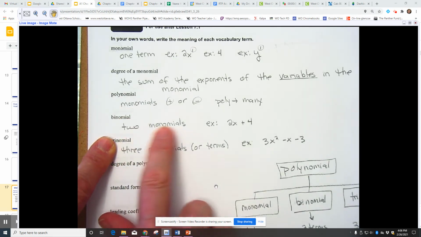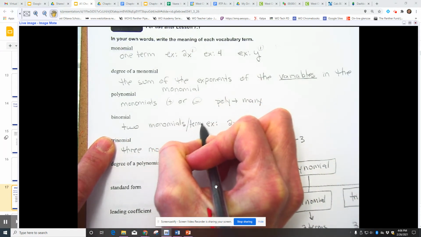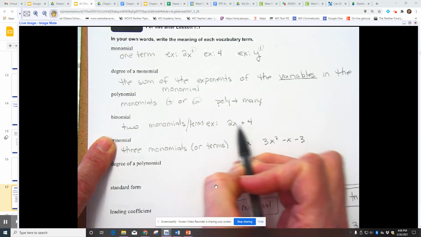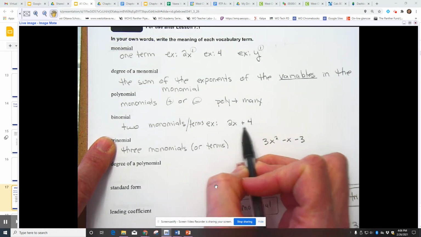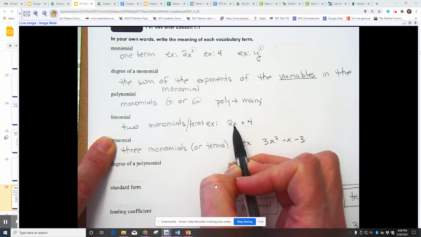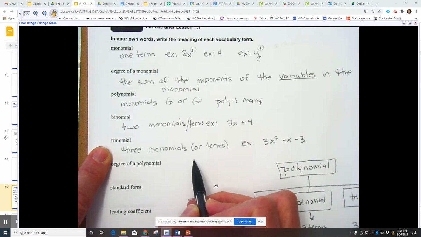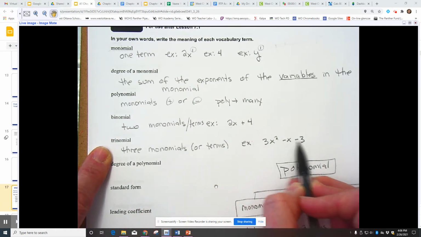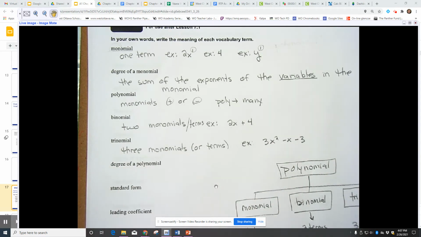A binomial has two monomials or two terms. For example, this has two terms, 2x plus 4. This is a monomial, this is a monomial. If I have two of them attached by addition or subtraction, then I have a binomial. A trinomial is three terms, 1, 2, 3. Terms, again, are separated by addition or subtraction. Okay, that is it on this page.